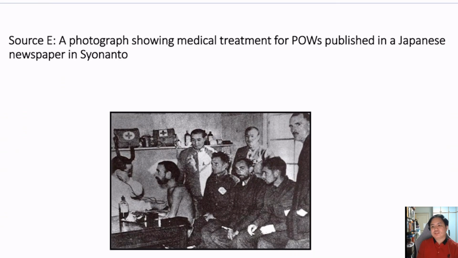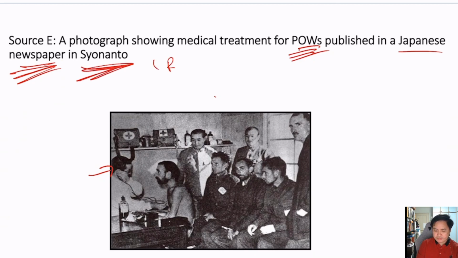Again, when you see the source like this, for example, first thing you do, annotate, right? Annotate. All right. So what you see here, again, I see the doctor here. This is a POW camp. Highlight this is a POW camp. This is a Japanese newspaper, published in Singapore. So probably it will be biased to the Japanese. Just on what I see in the provenance, right? Here I see the doctor giving the health checkup. Okay, so action, health checkup.